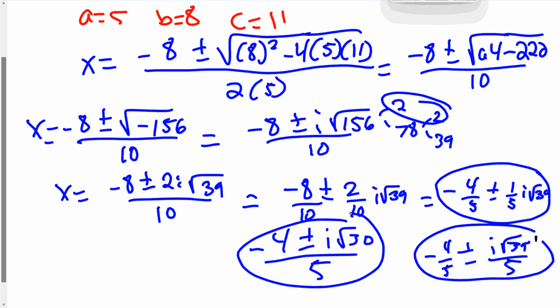And so we see we have an i there because we had a square root of a negative 156. And here, if you look at our b and our c and our a, they're all positive, so that's why we got a negative here. And you notice that b squared was 64, and then 4 times a times c was larger. And so that's example number 3.